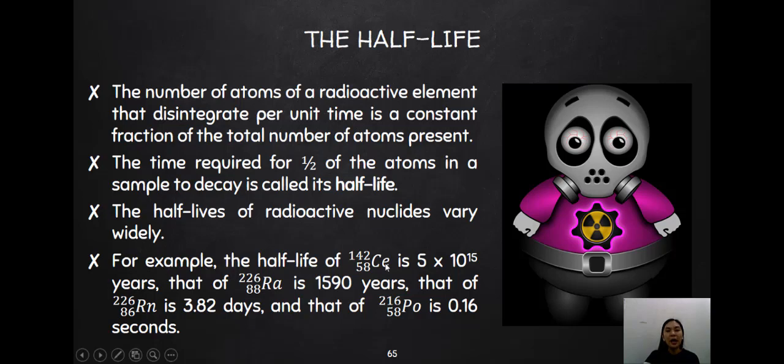For example, the half-life of your cesium-142 is 5 times 10 raised to 15 years. So, napakatagal po para sa cesium-142 para mag-decay. That of radium-226 is 1,590 years. That of radon-222 is 3.82 days. And that of polonium-216 is only 0.16 of a second. So, iba-iba po yung half-life ng iba't ibang elements. Some are faster than others.